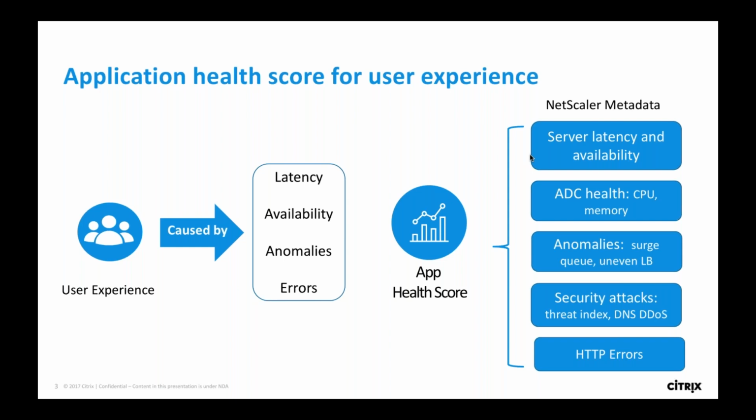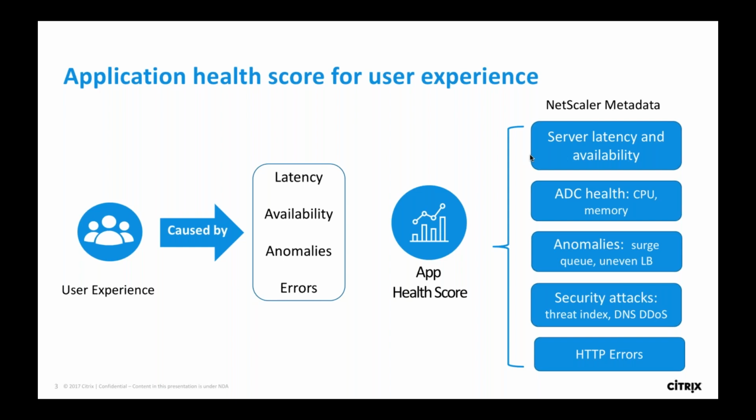Server availability: the back-end real servers that are bound to the virtual server on the NetScaler, and whether those are available. As I mentioned before, server anomalies will be able to tell you when MAS thinks that there's something outside its normal operating range. And that makes something called an application health score. There's a lot of things that go into that, such as ADC health as well, how much CPU and memory is on the NetScaler itself.